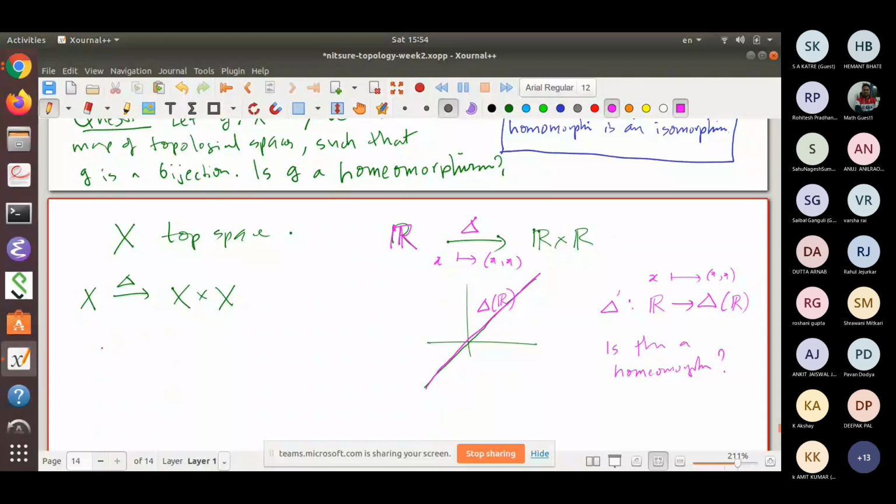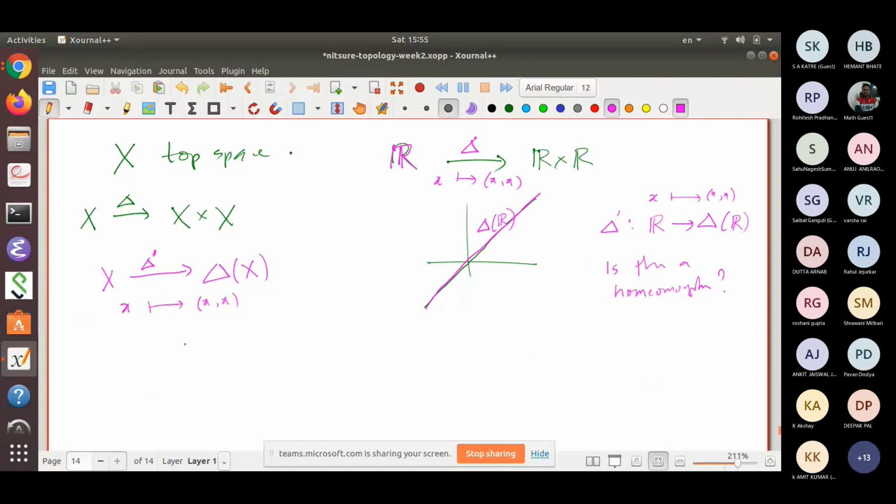So now let's take the induced map from X. Let's call it delta prime, because now its codomain is different. It's going to the diagonal of X. Again, by the same formula, x goes to (x, x). This is a diagonal map. This is a homeomorphism.